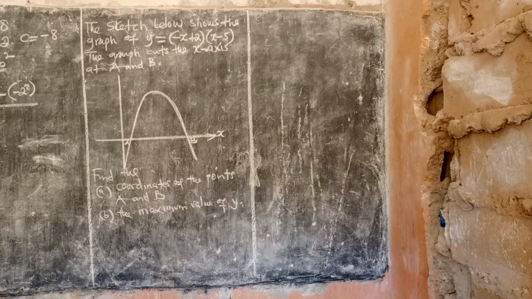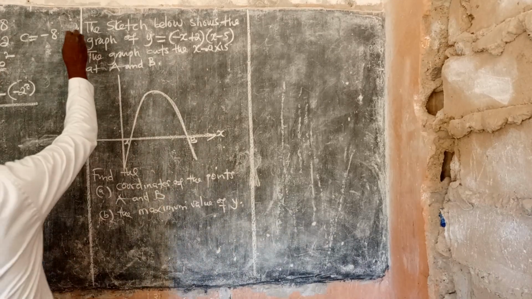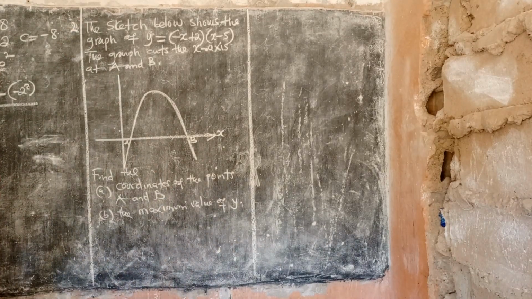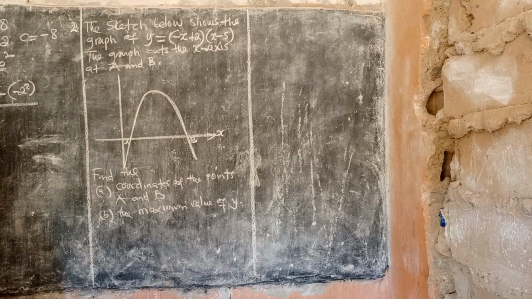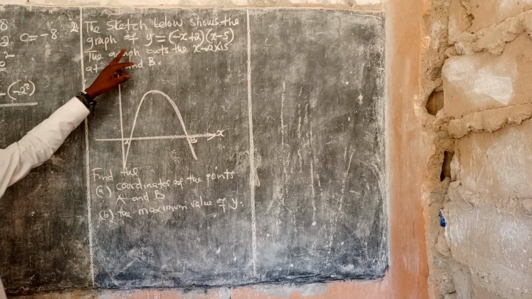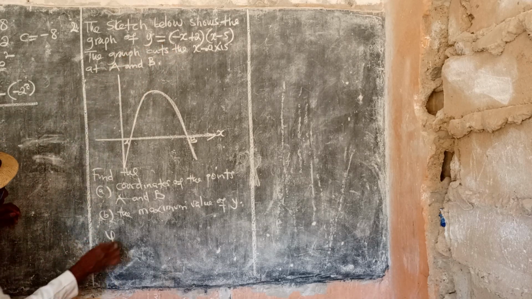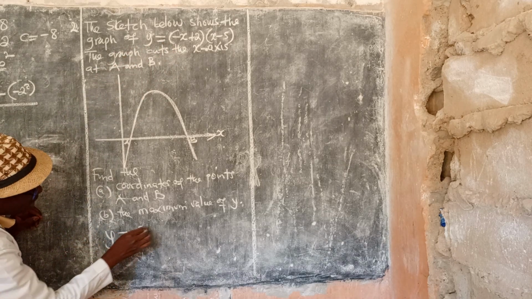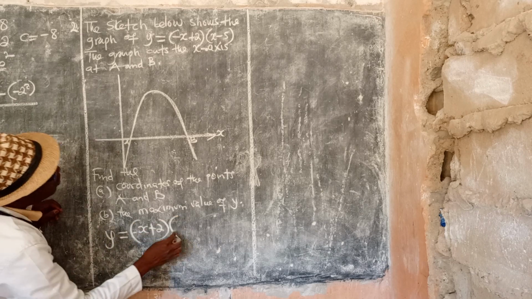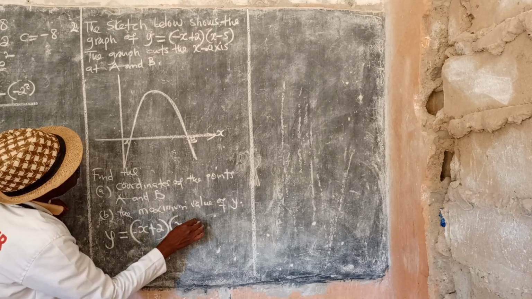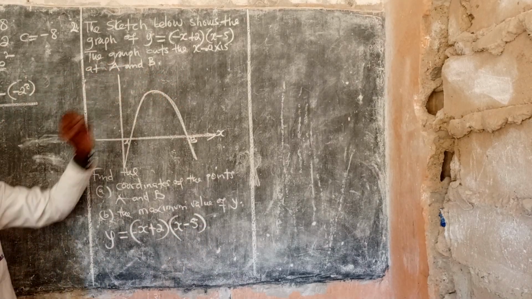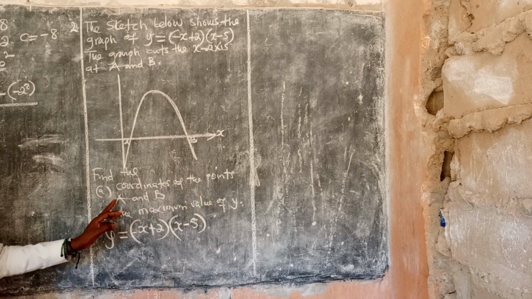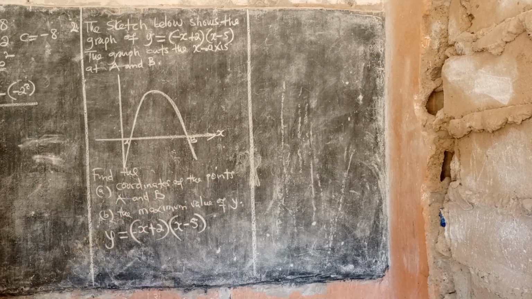Okay, let me proceed to the second question. The second question is just the same. The only difference now is the way they have written the equation. As the sketch below shows, the graph of y is equal to negative x plus 2 and also x minus 5. The graph cuts the x-axis at A and B. Find the coordinates of the points A and B. Don't go back to expand so that it becomes a quadratic equation.